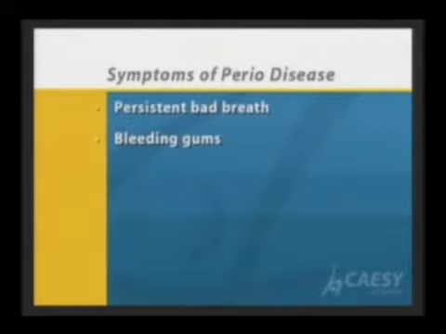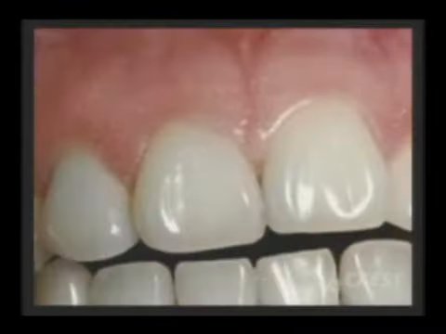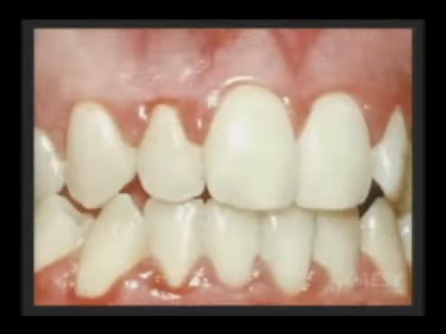Now, what are the symptoms of periodontal disease or gum disease? If you have bad breath, bleeding gums, which is very common, swollen tender gums, gums pulling away from teeth, and loose teeth, of course, at the end. Now, this is an example of a healthy gum. You see there is no swelling. Now, this is an example of early gum disease, and this is an example of moderate gum disease.